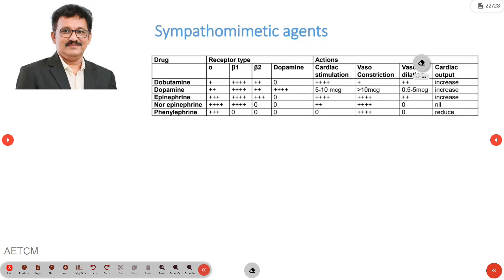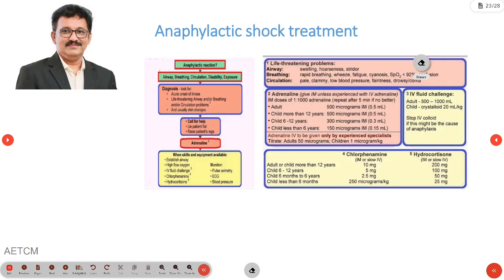Otherwise, there are better drugs, you can go for phenylephrine or other drugs. So that can be tried. This is a chart given for that. Now, anaphylactic shock, we all learn anaphylactic shock should be treated with adrenaline. The dose is given clearly in the chart, so you can learn that. So, adrenaline is the drug of choice in anaphylactic shock.